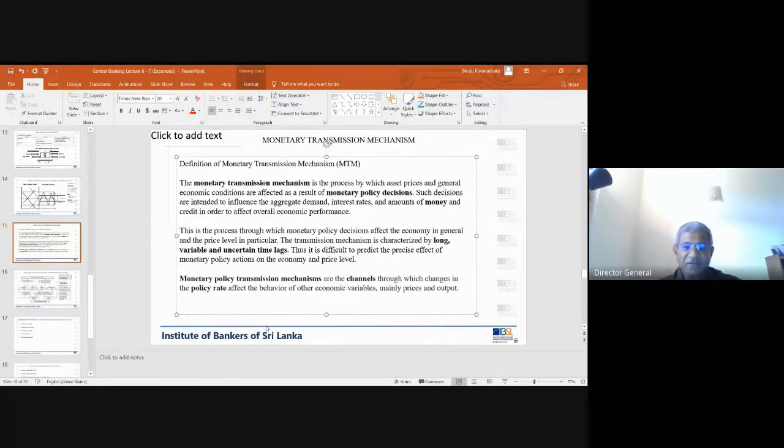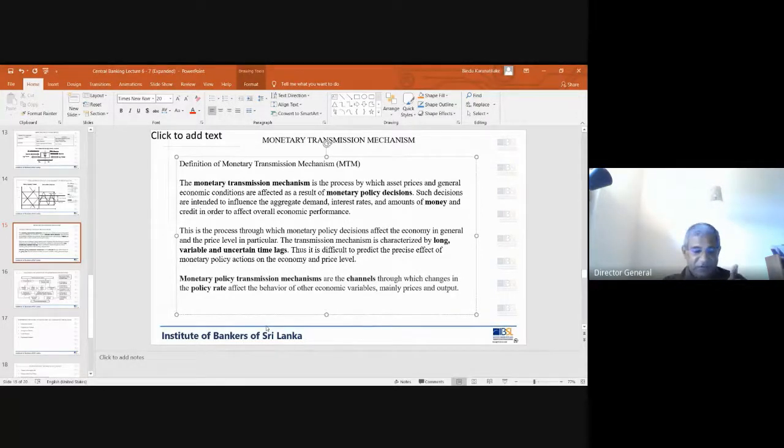So the monetary policy transmission mechanisms are channels through which changes. Okay, now we understand that. It is a mechanism where the decisions of monetary policy affect the real sector. There are many variables: output, prices, asset prices. There are so many things. So the mechanism is that.